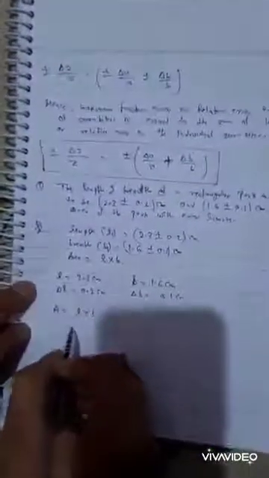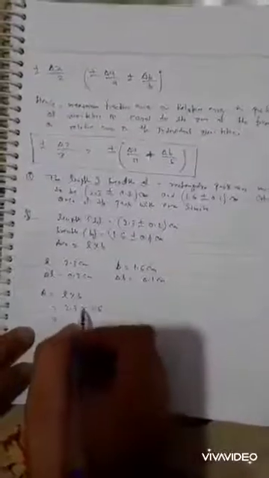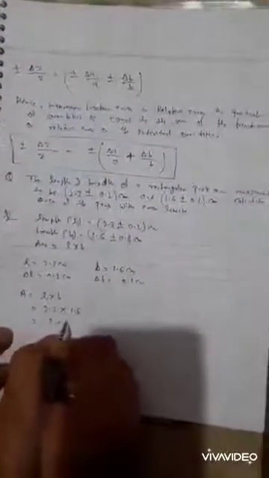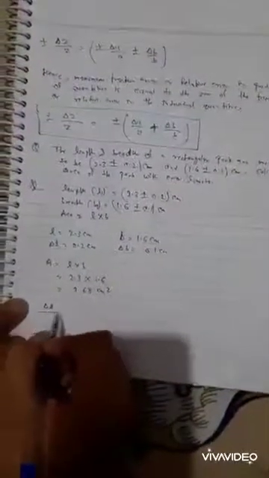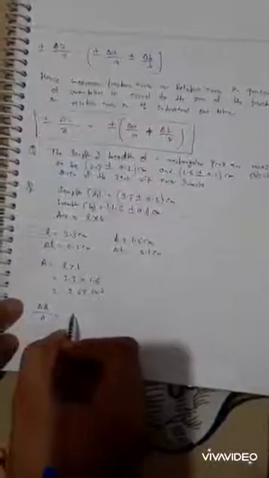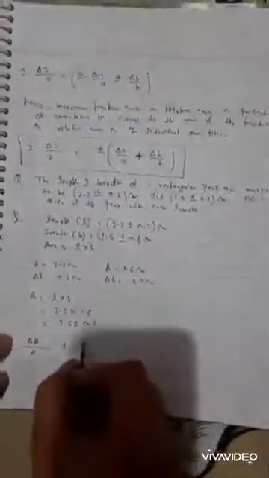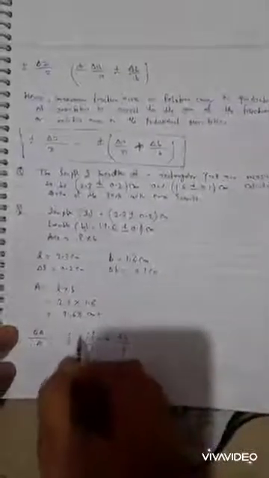So A will be L into B, that is 2.3 multiply 1.6. After multiplying 2.3 and 1.6, you will get 3.68 centimeter square. So this is your area. Now we have to put all these terms in this equation. So delta A by A equal to plus minus delta L by L plus delta B by B.